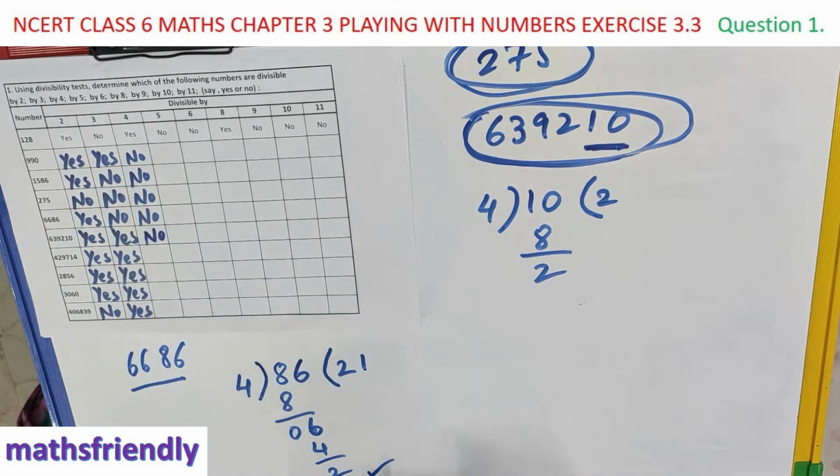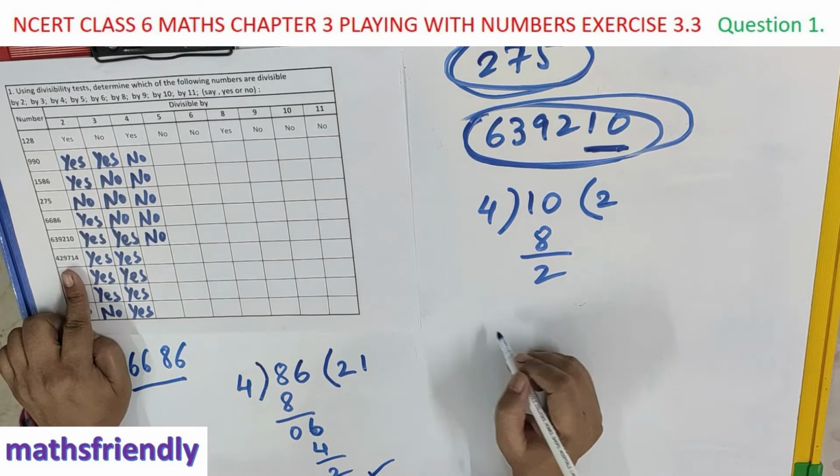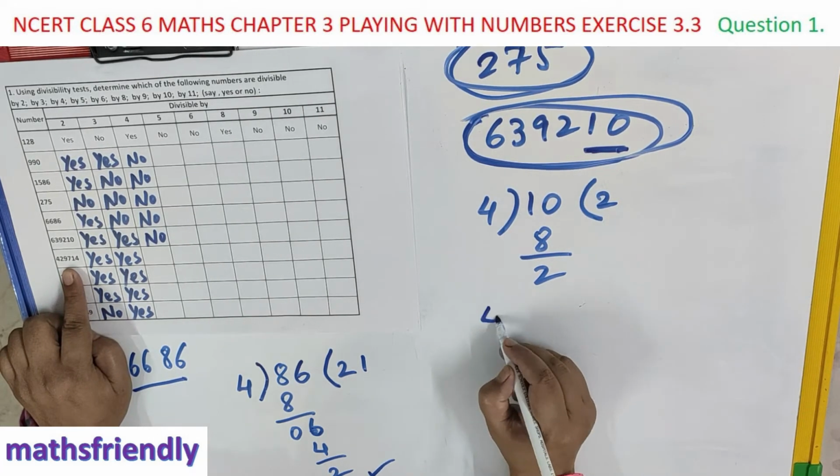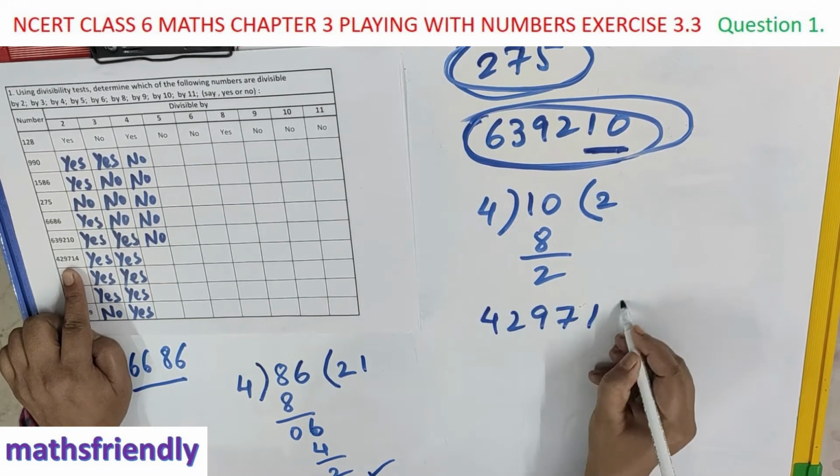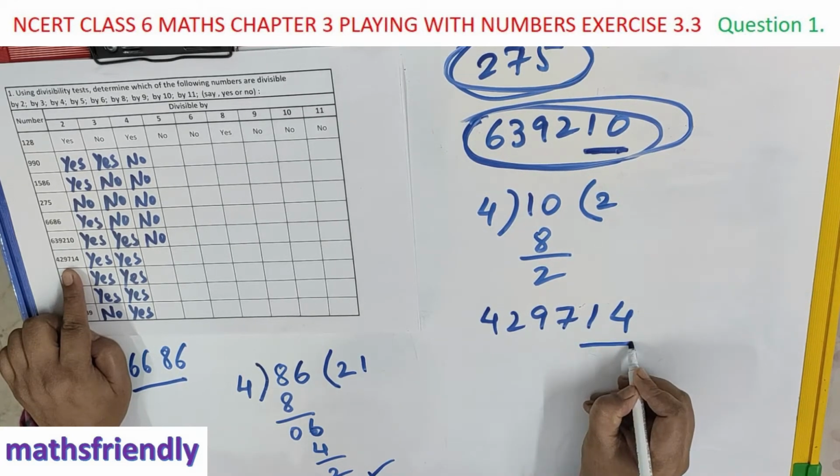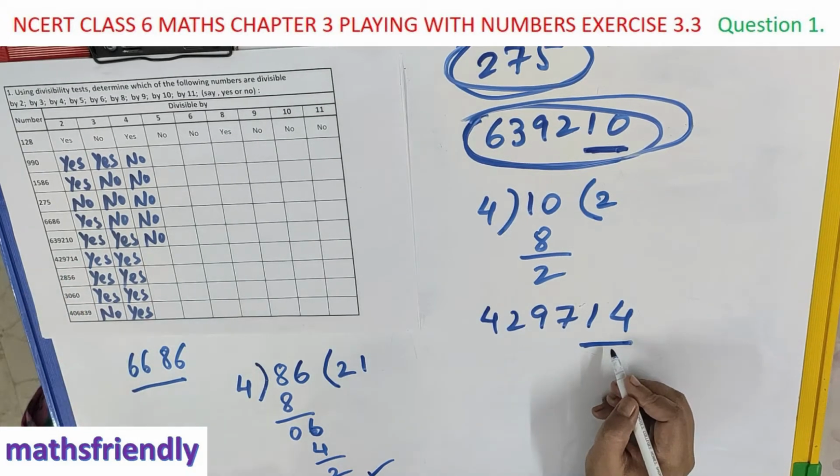Okay, now what is the next number? The next number is 429714. Is 14 divisible by 4? No, 14 is not divisible by 4 because 14 doesn't come in 4's table.